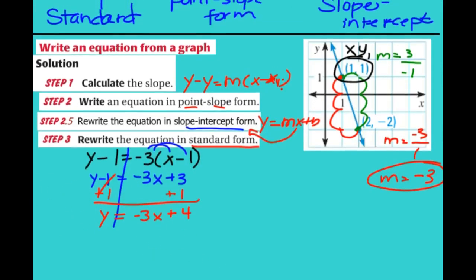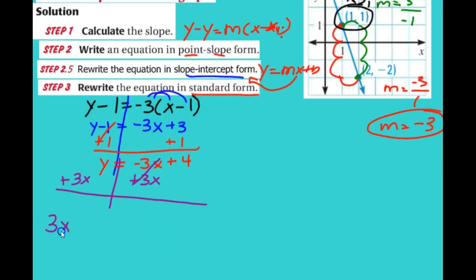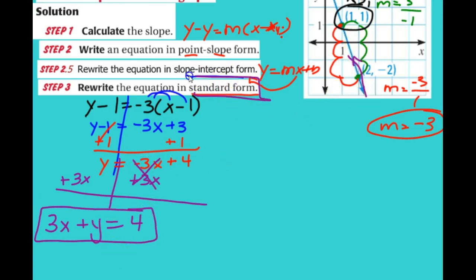And then our last step, we want x and y on the same side. So I need to move this 3x over. It's negative, so I'm going to add 3x. So we have 3x plus y equals 4. There's an equation of this line in standard form.